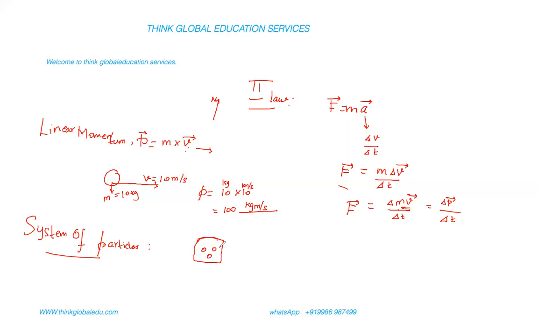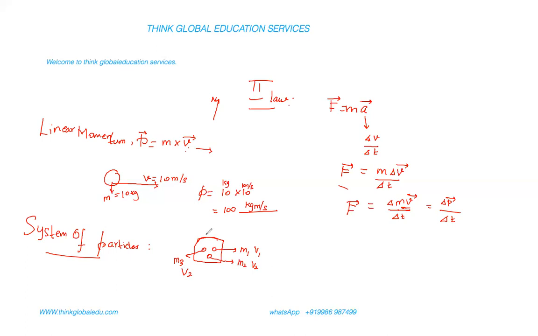Now the mass of this object is m1 and the mass of this object is m2 and the mass of this one is m3, and their respective velocities are v1, v2 and v3. So m1 v1, m2 v2, m3 v3, that is the momentum of these particles.